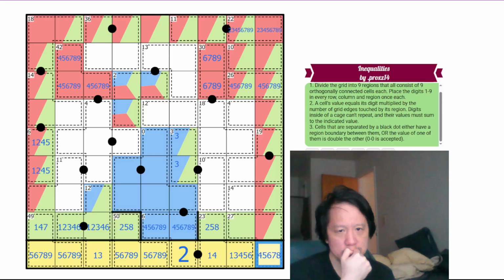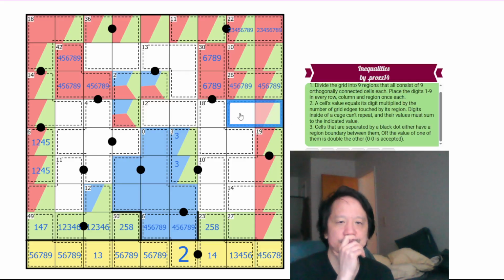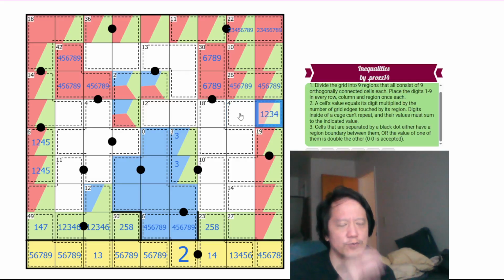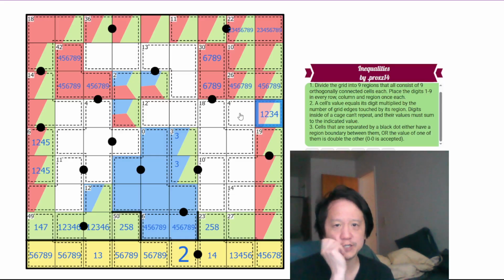Okay. So this could be 1, 3 as a pair here. Or 1 doubled with 2. So this has to be 1 through 4 at most. Because we know this region touches at least 1 edge. We don't have anything else, though.